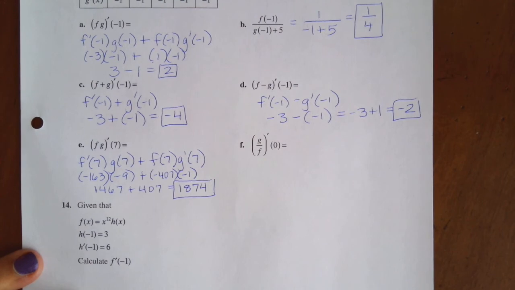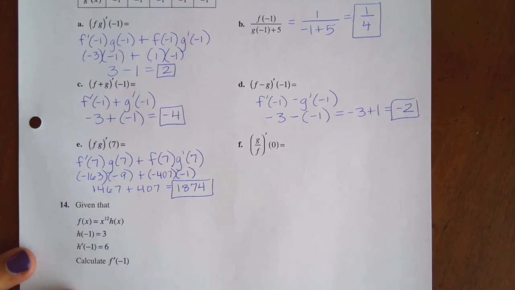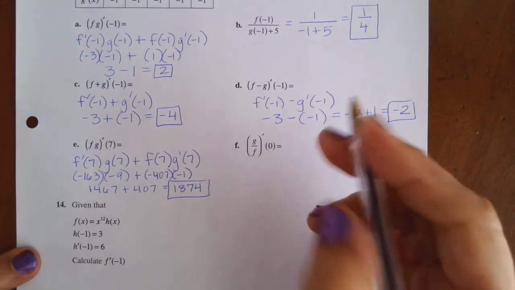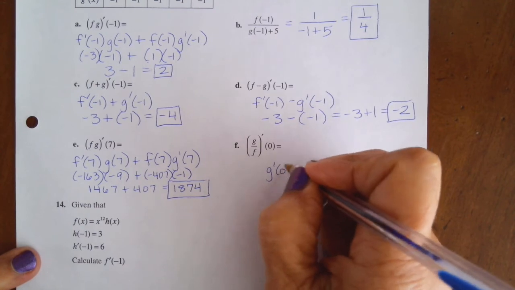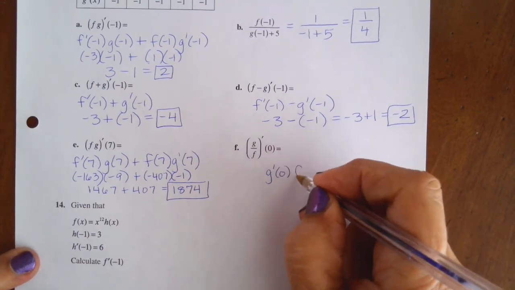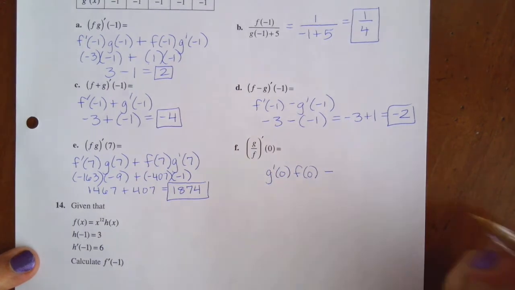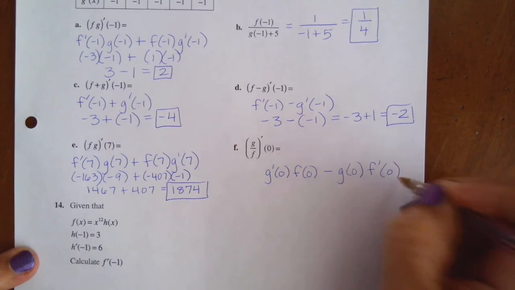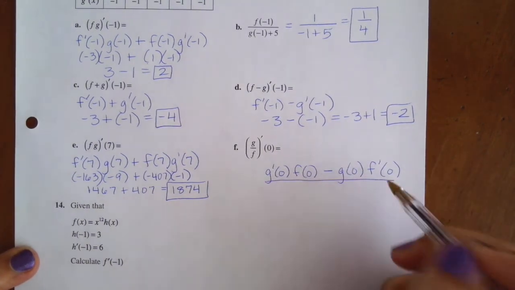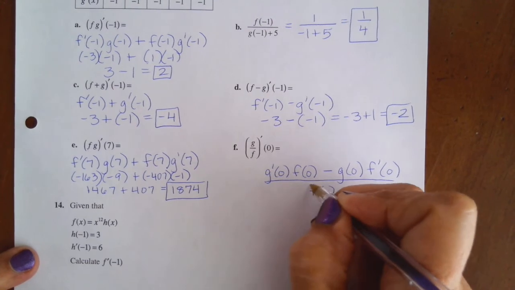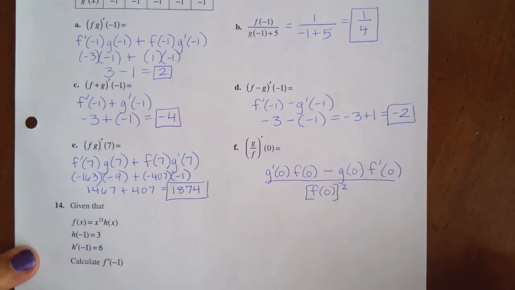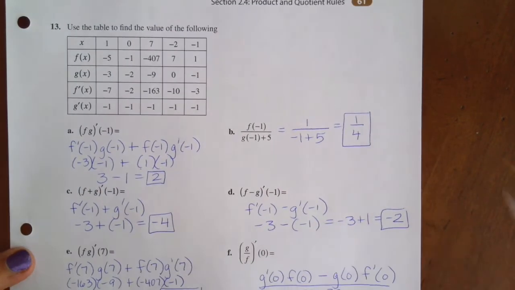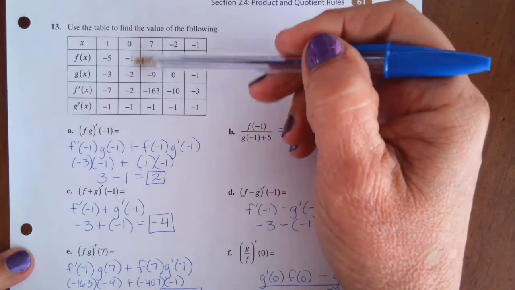All right, so now we're going to do quotient rule on part F. Remember, quotient rule starts with the derivative of the top. So g prime of 0 times the bottom, so f of 0, minus the top, g of 0, times the derivative of the bottom, all over the bottom squared. All right, so now we're going to the column with 0, so we're using these numbers.